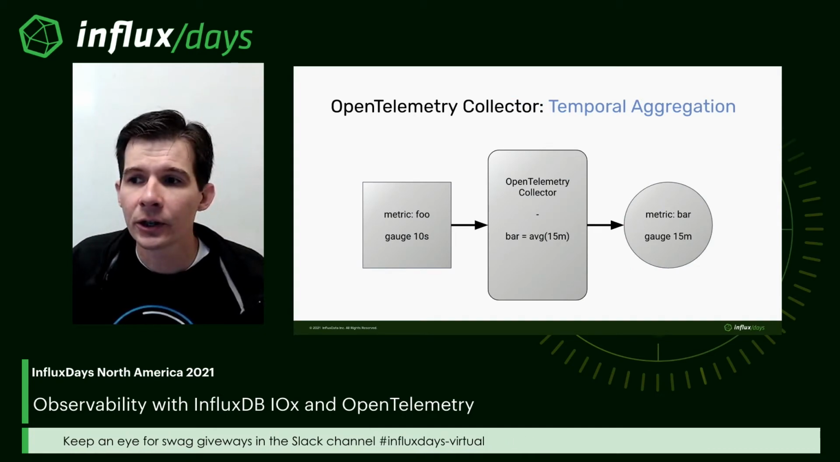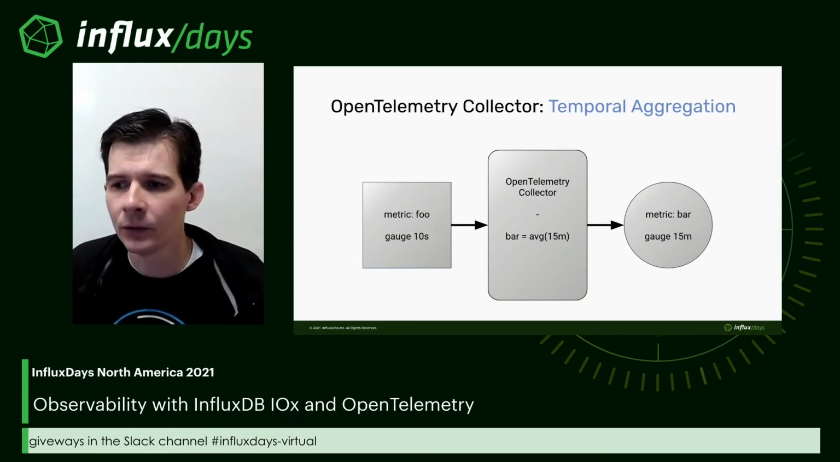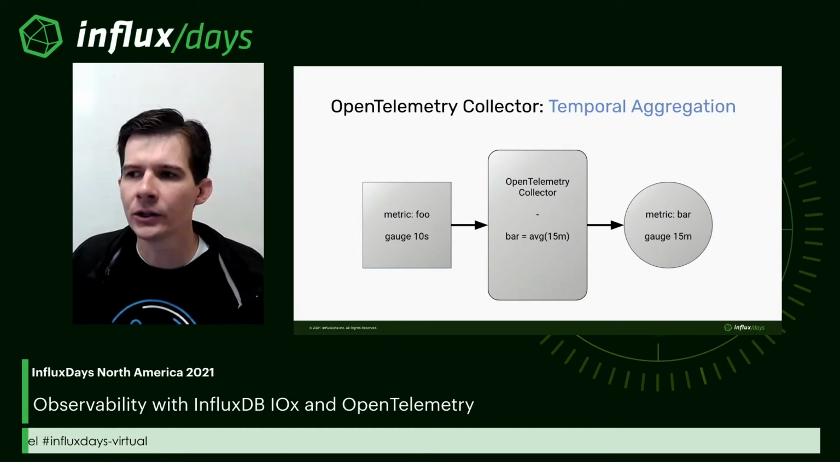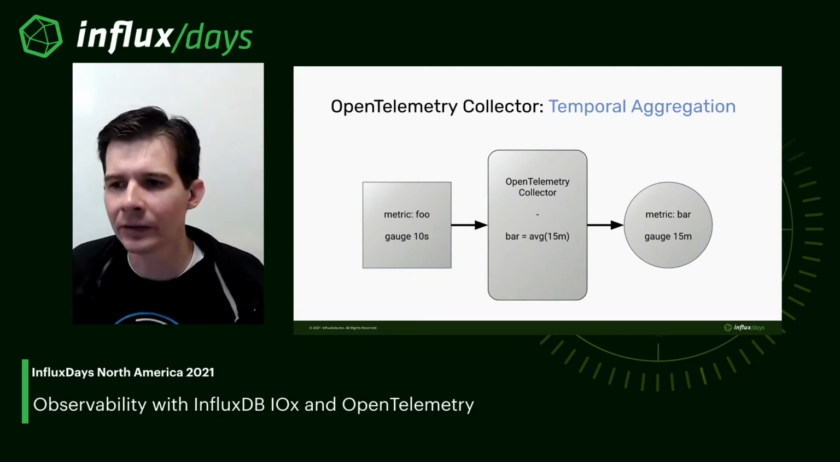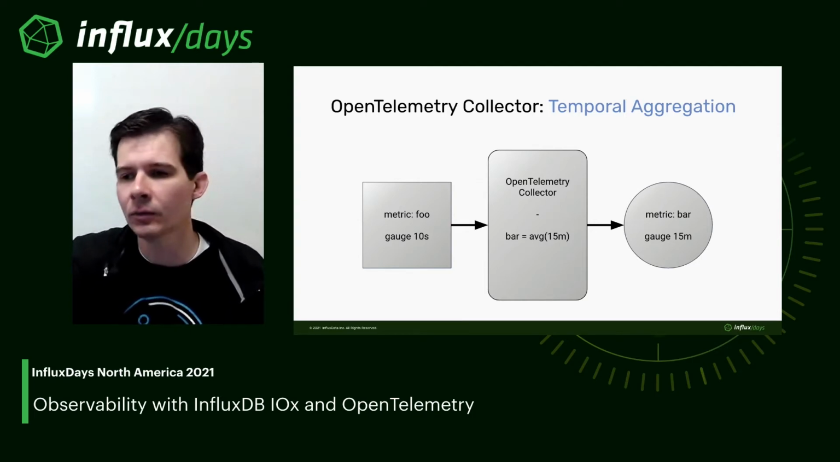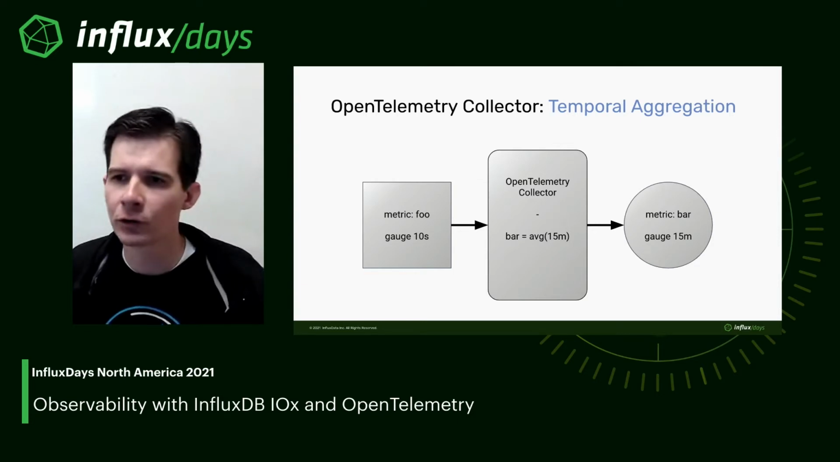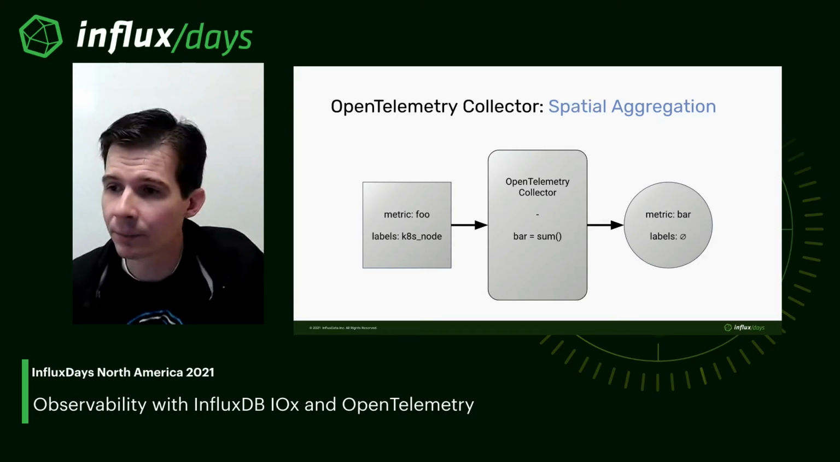Another neat thing that the collector can do is temporal aggregation, so that in your collection pipeline, you can do things like aggregate on time. Maybe you have a gauge that changes so rarely, or so slowly, that it really doesn't make sense to collect it every 10 seconds, but it's being emitted every 10 seconds. Well, within your pipeline and your stream of observability metrics, you can do some aggregation.